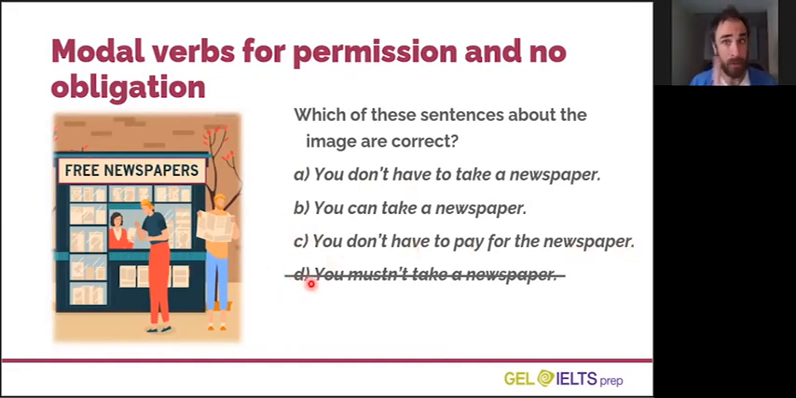D, you mustn't take a newspaper. Well, this is not true. It says free newspapers, so you can take a newspaper. So D is false.